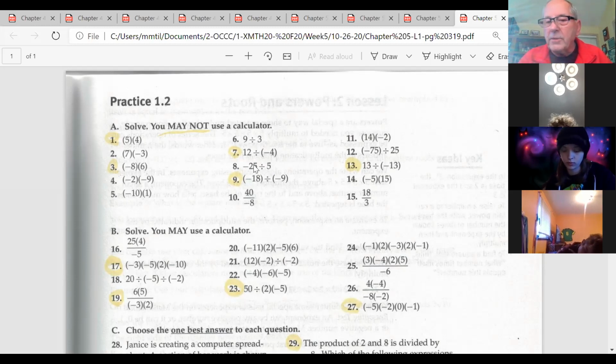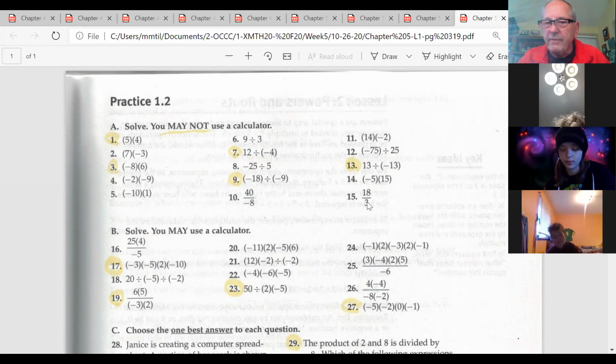Let's look at Rachel, number 8. Negative 25 divided by 5. What's the quotient and what's the sign? Negative 5. Perfect. Okay, Jessica, this looks like a hard one, but it's not. Negative 18 divided by negative 9. That is going to be 2. Perfect. Positive 2, because you got a negative negative. So you guys know these pretty well. That's good.